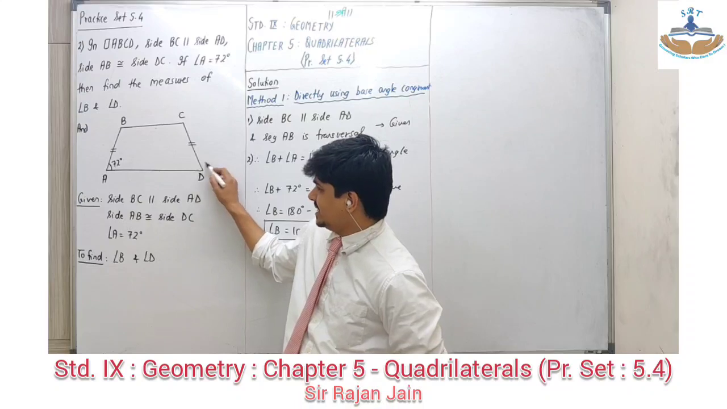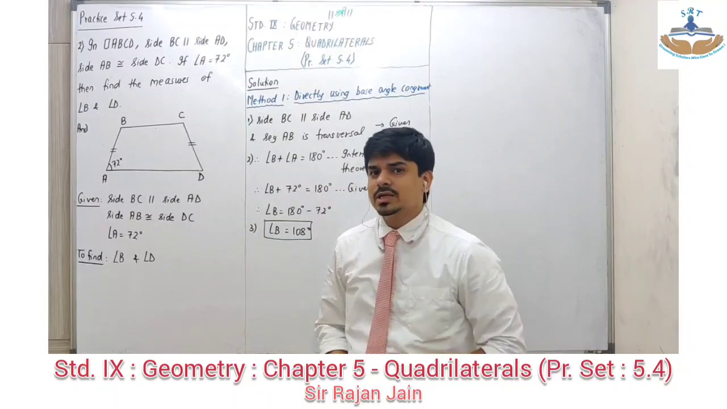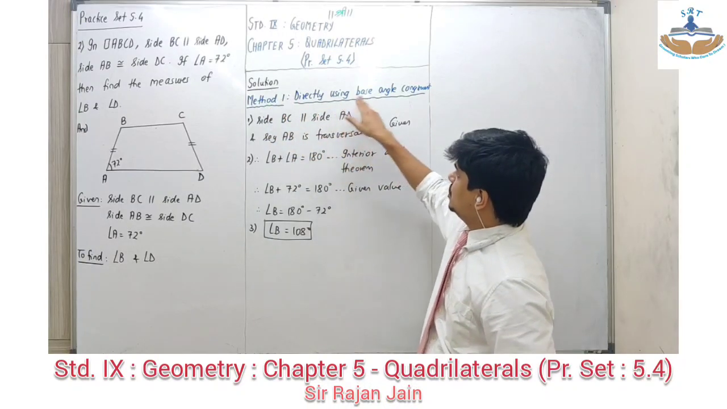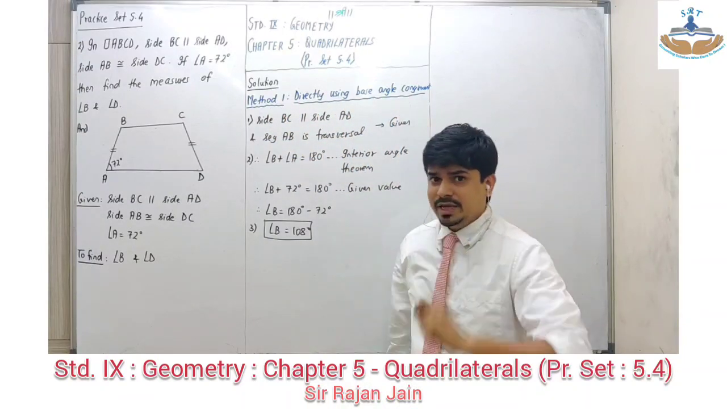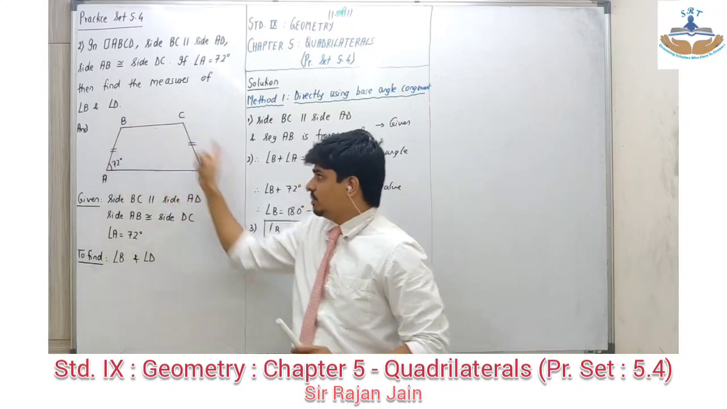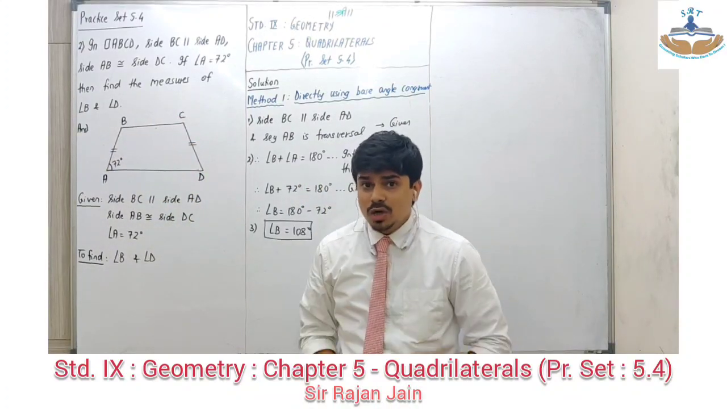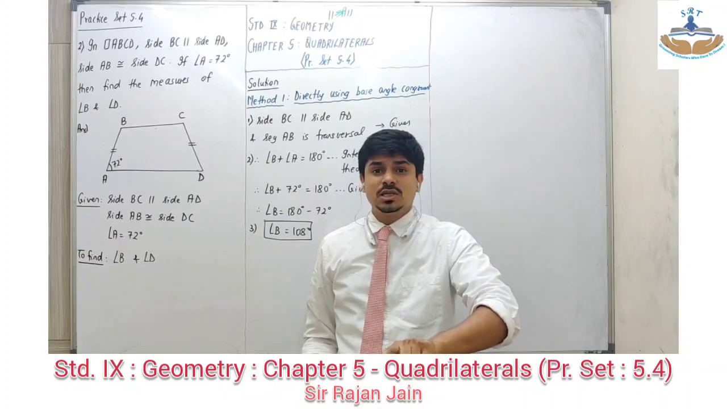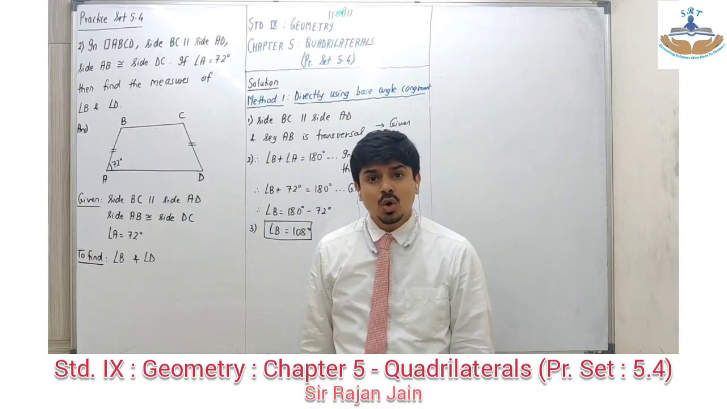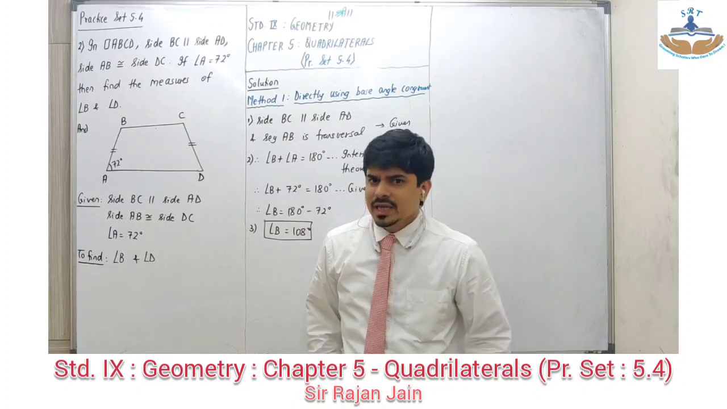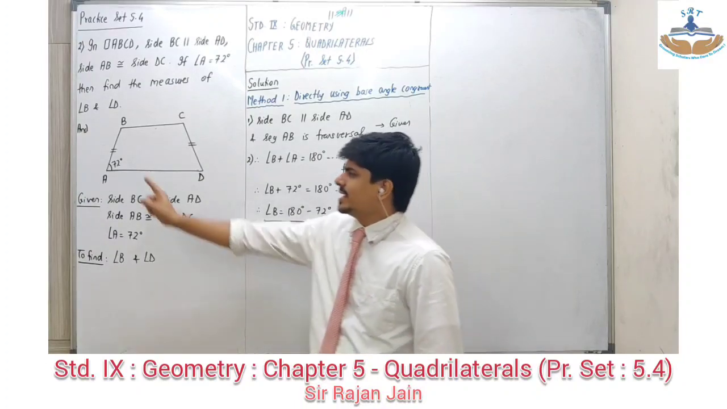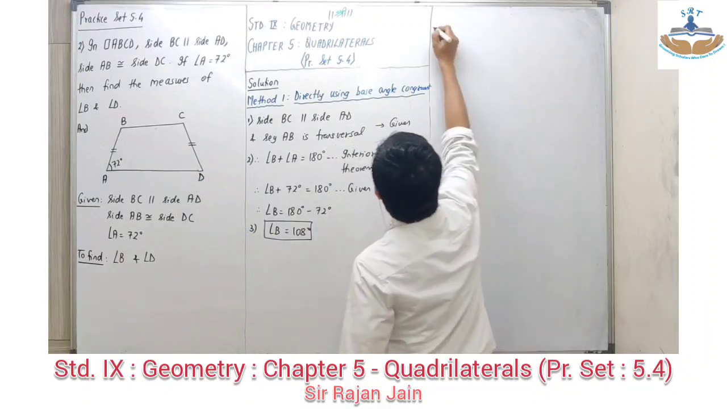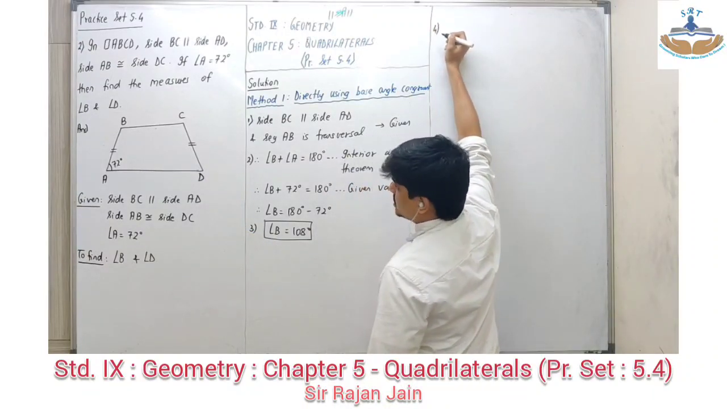Now as far as your angle D is concerned, there are two methods to get this answer. That's why I've written over here method 1, directly using base angles congruent. Remember, I told you that if the non-parallel sides are congruent, the quadrilateral is called an isosceles trapezium, and in an isosceles trapezium the base angles are congruent. Is it understandable? If I directly use the property, I can directly say angle A is congruent to angle D. Let me show how to write it. First we will write that it is an isosceles trapezium.